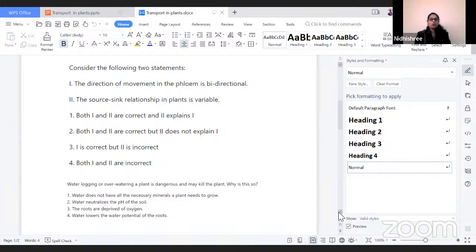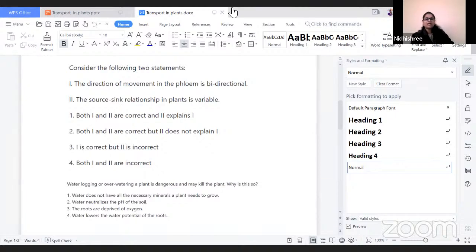Water logging or over-watering a plant is dangerous and may kill the plant. Why? Option A, water does not have all the necessary minerals. Option B, water neutralizes the pH of the soil. Option C, the roots are deprived of oxygen. Option D, water lowers the water potential of the roots. Time starts now. 5, 4, 3, 2, 1.